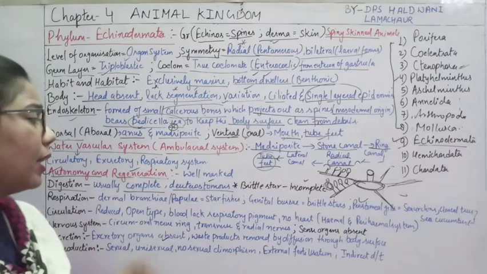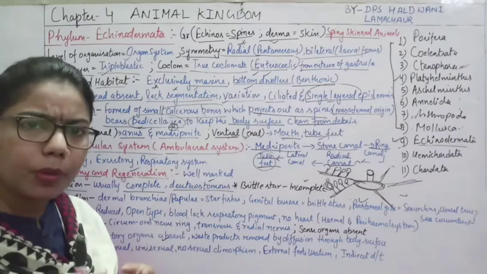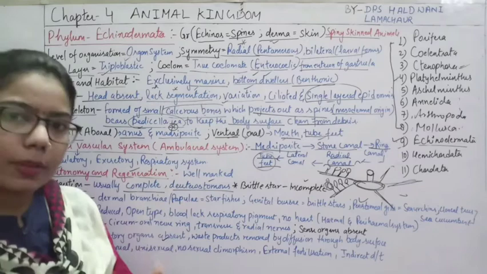And this same condition happens in case of human beings. We human beings are also having deuterostomous condition, right? And when is it happening? During the embryo development. So during the body differentiation, सबसे पहले body का part क्या बनेगा? Anus बनेगा, फिर mouth बनेगा.